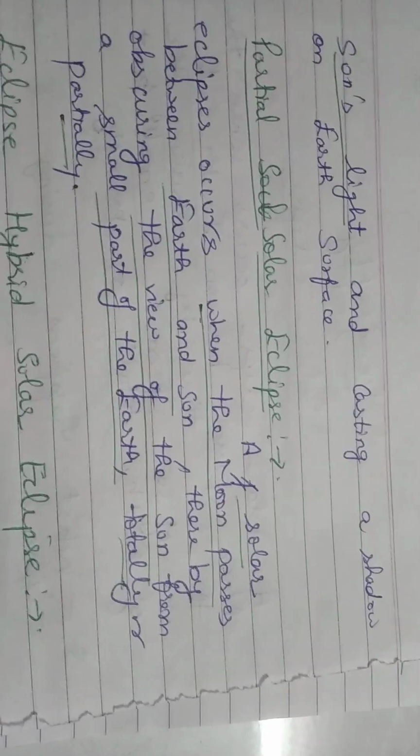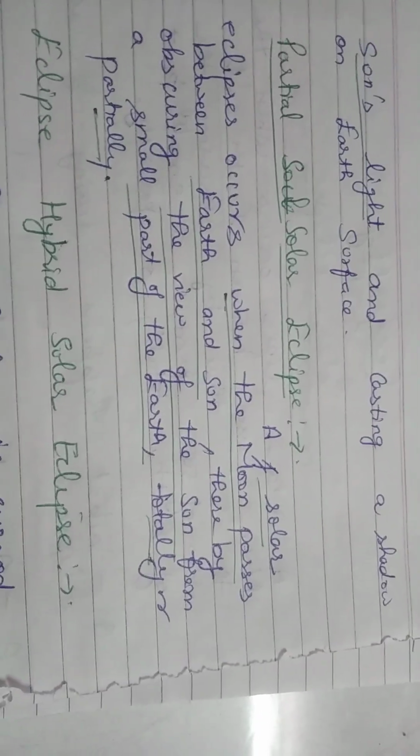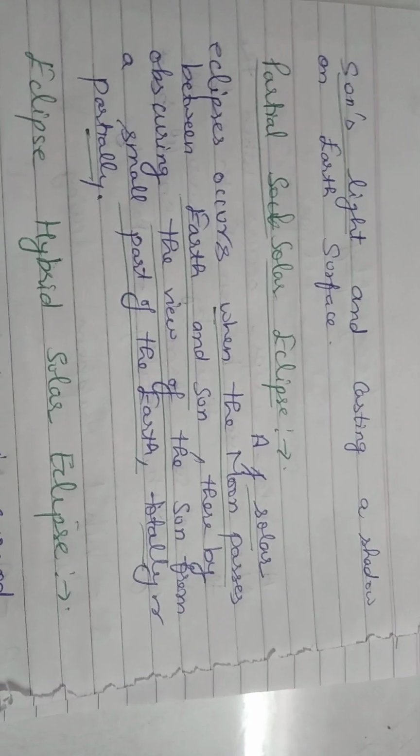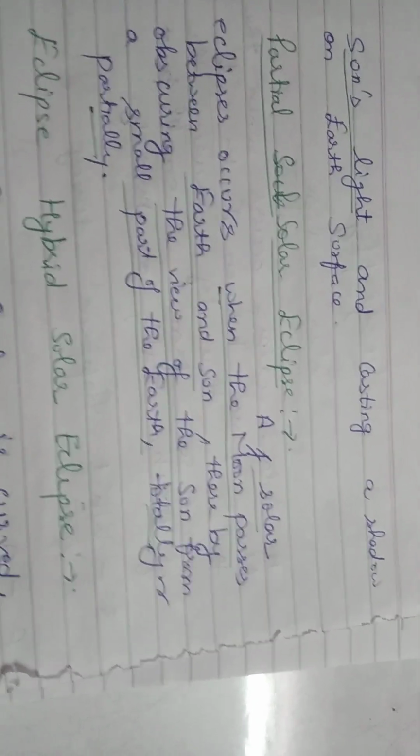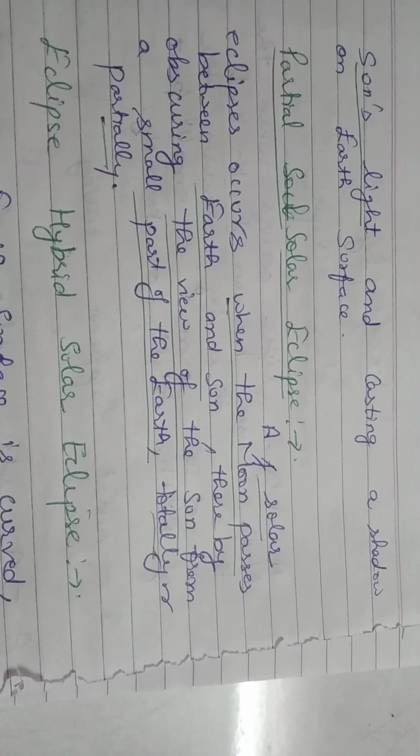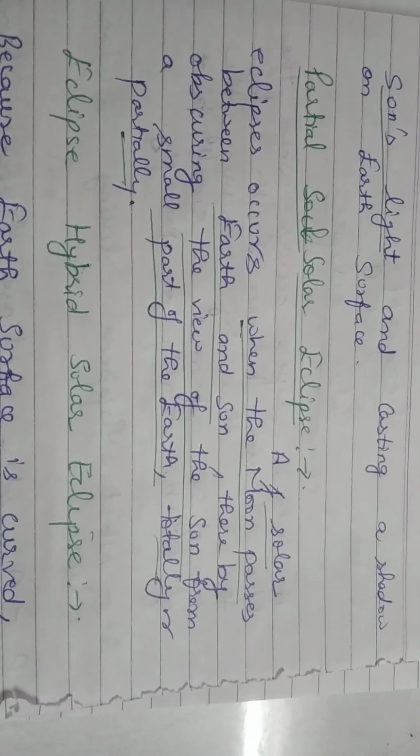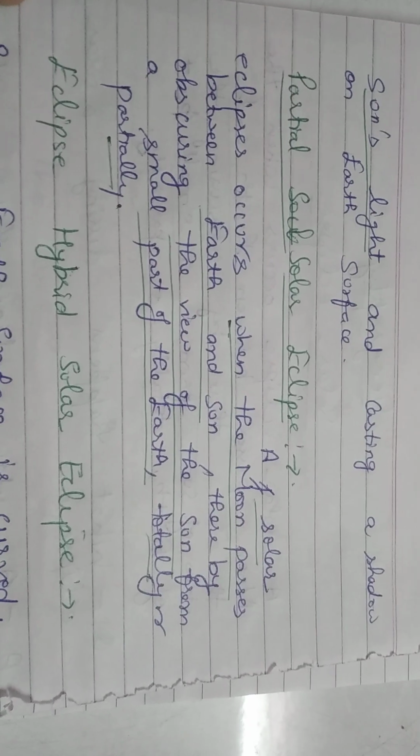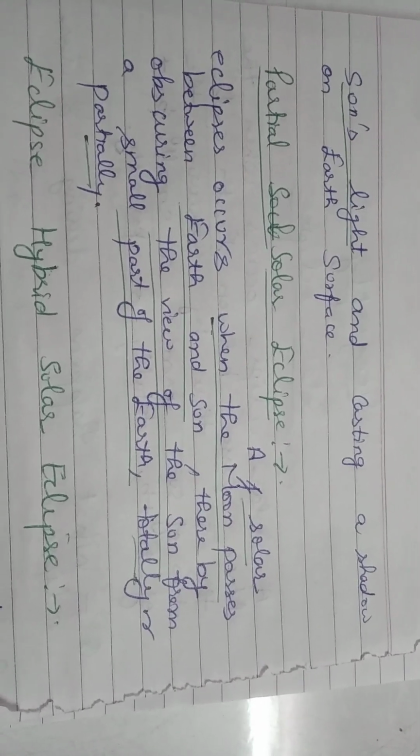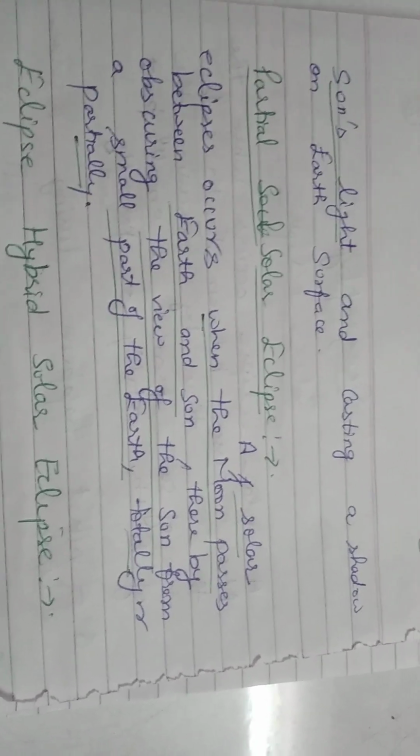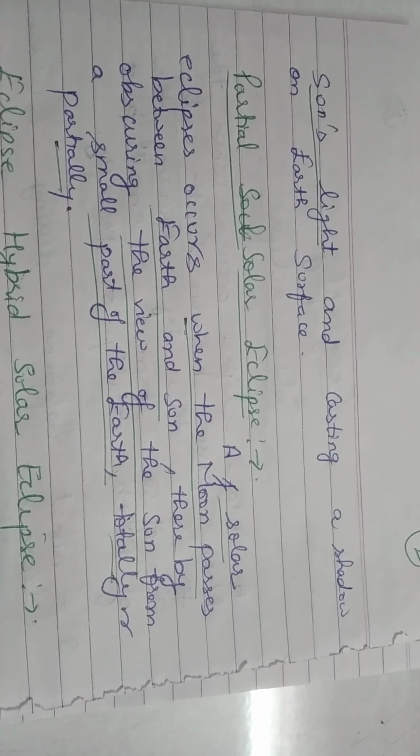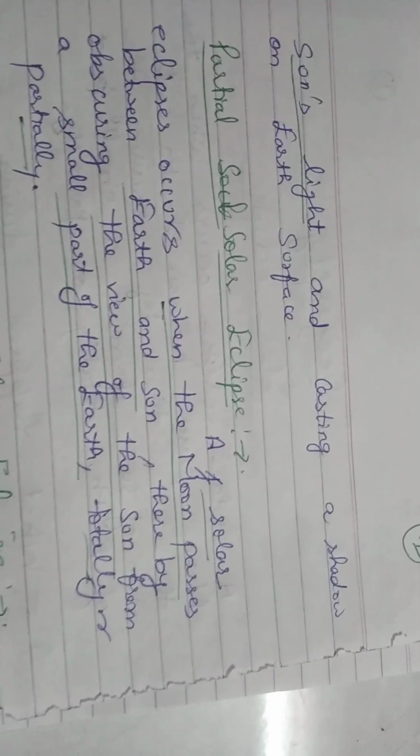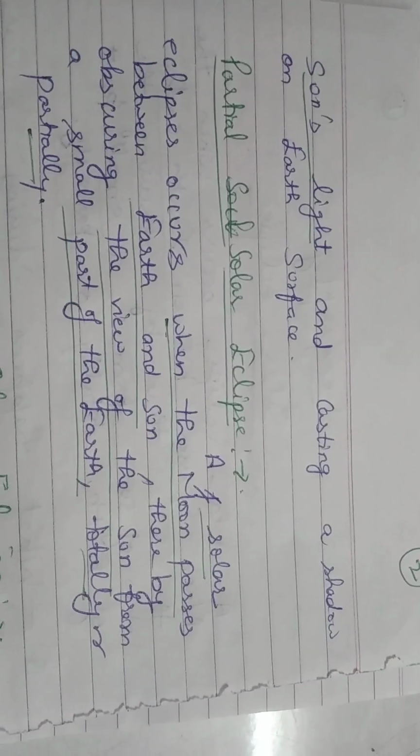Partial solar eclipse. A solar eclipse occurs when the moon passes between earth and sun, thereby obscuring the view of the sun from a small part of earth, totally or partially. It means that we see the partial solar eclipse.